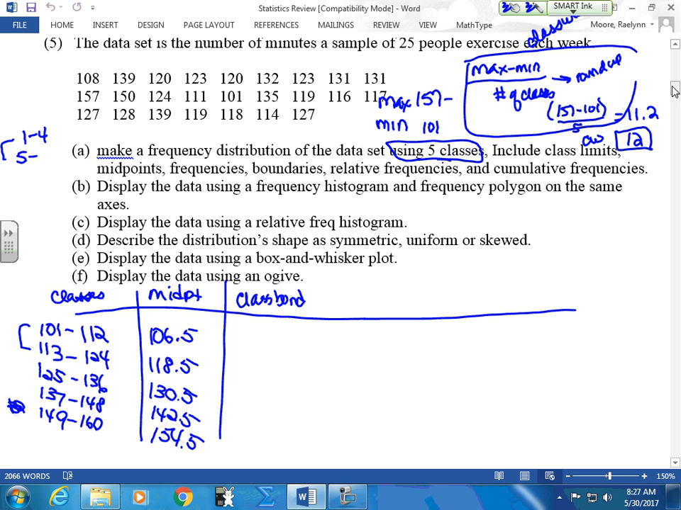A class boundary says drop the left side 0.5, raise the right side 0.5. So I'm going to get 100.5 to 112.5. So now I'm not going to have any gaps in here. See this 112? It starts right there. So now my bars will be touching. If you use your boundaries, you got to use your class boundaries. If you use your midpoint, that's fine. So just keep them going like that.